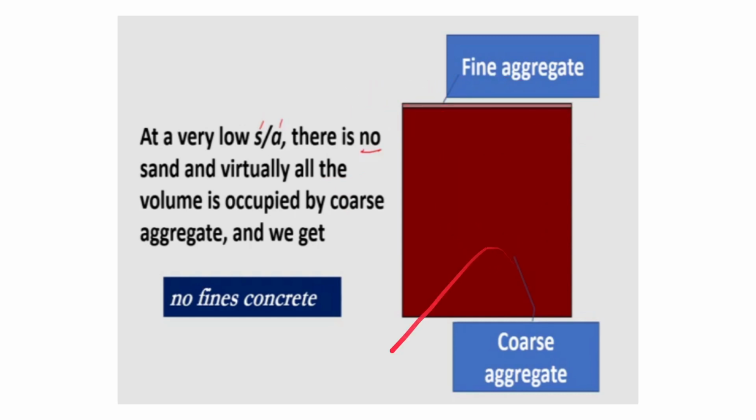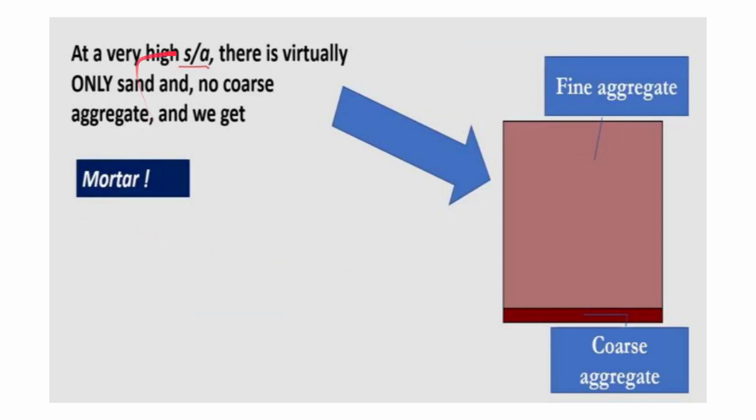Okay, and that type of concrete is called no fines concrete. There is no sand, and virtually all the volume is occupied by coarse aggregate. On the other hand, if the S by A value is very high, that means there is almost no coarse aggregate, and the sand content is very high. So there is virtually only sand and no coarse aggregate, and that is possible only in the case of mortar. Mortar is a type where there is no coarse aggregate and only fine aggregate, so the S by A value will be very high.